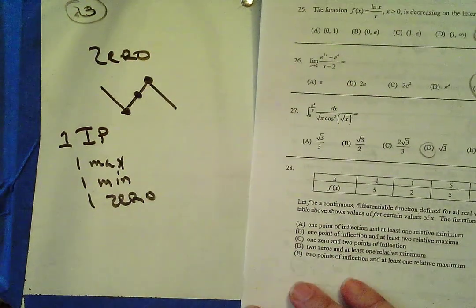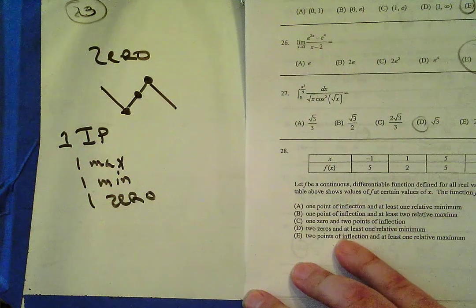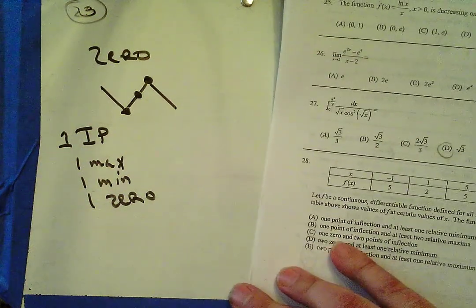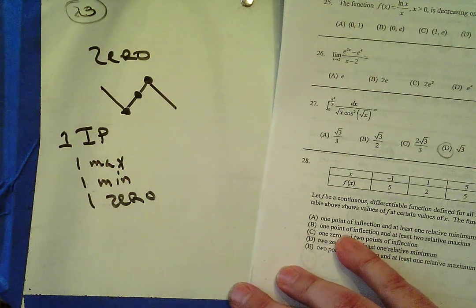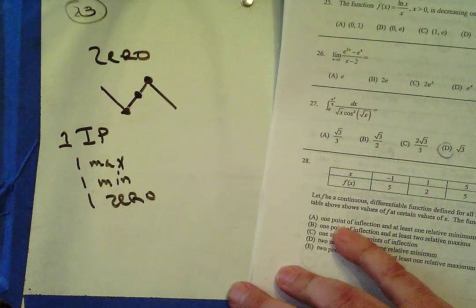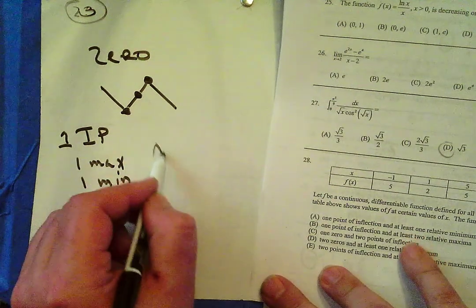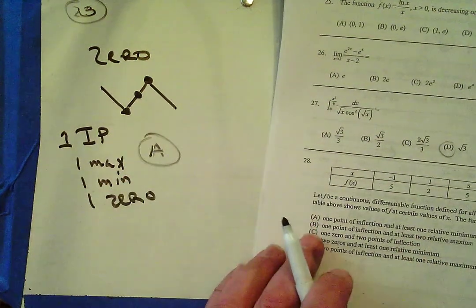Let's look for that. 2 points of inflection, no. 2 zeros, no. 1, 0, 2 points of inflection, no. 1 point of inflection and 2 relative maxima for all real values of x, no. 1 point of inflection and 1 relative minimum, yes. A. A is the choice for number 28.